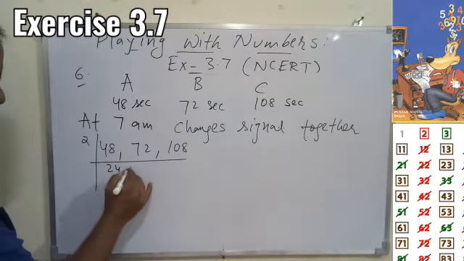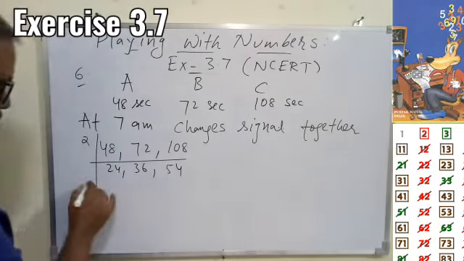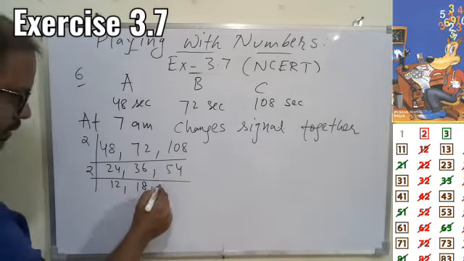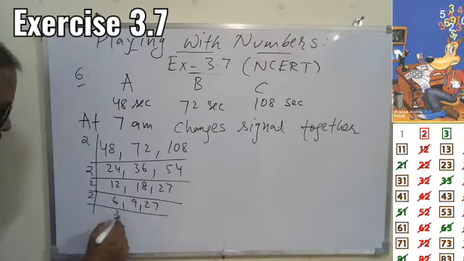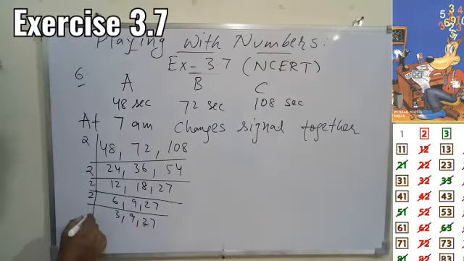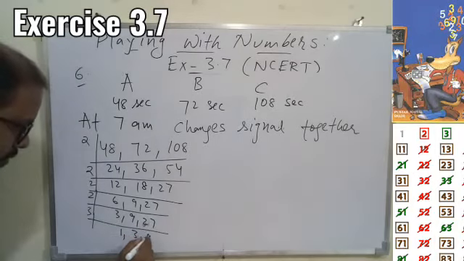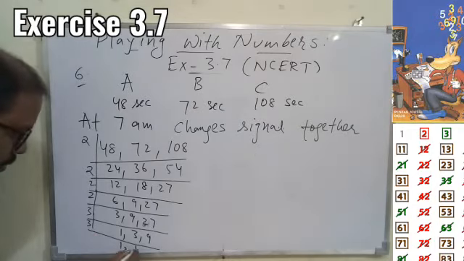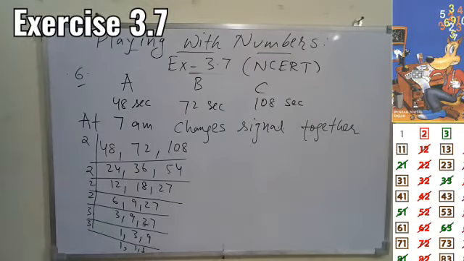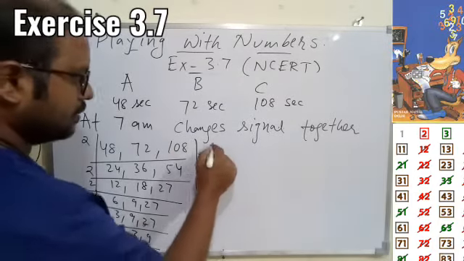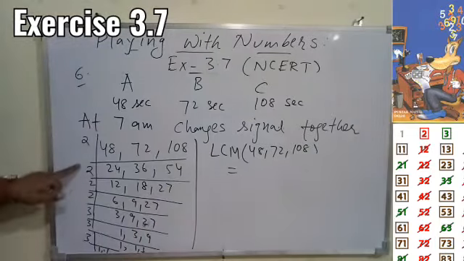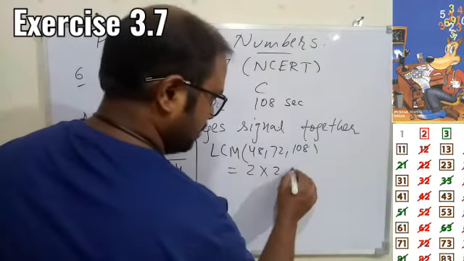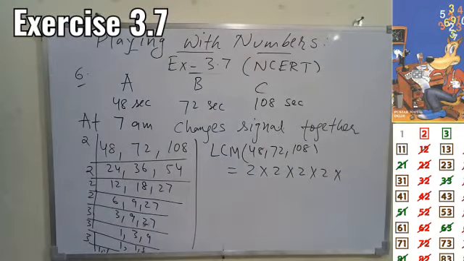So you can divide by 2: 24, 36, 54; again by 2: 12, 18, 27; again by 2: 6, 9, 27; again by 2: 3, 9, 27; and by 3: 1, 3, 9; then 1, 1, 3; and once we divide by 3, we get all 1s. So the LCM is 2 into 2 into 2 into 2, 4 times, and 3 into 3 into 3, 3 times.